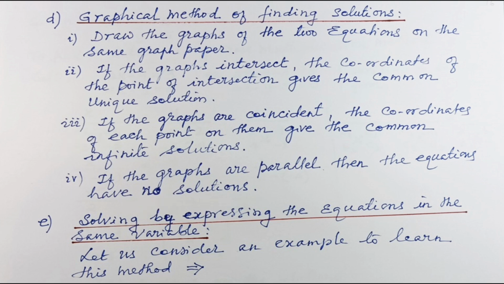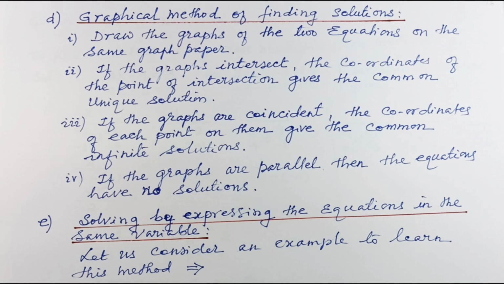So that means in the graphical method, first the procedure is to draw the graphs. We get two straight lines. The two straight lines may intersect, they may be parallel, or they may be coincident. If they intersect, then we get one value of x and y which satisfy both the equations. They are unique solutions. If the graphs do not intersect and they are parallel, then the equations have no solutions at all. And if the graphs are coincident, then the equations have infinite solutions. Remember that.